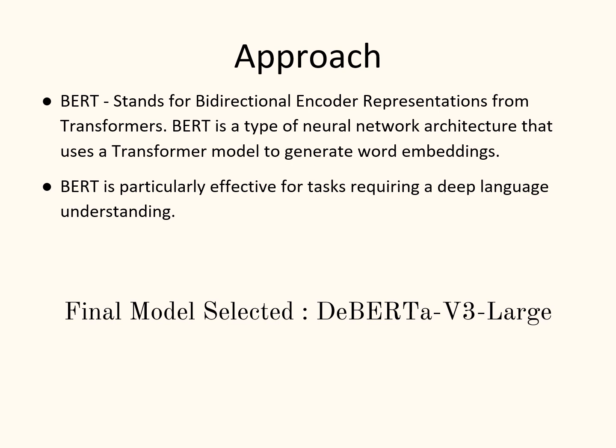Okay, so approach. Which approach did we take? We chose the BERT model. BERT stands for Bidirectional Encoder Representations from Transformers. BERT is a neural network which uses a transformer model. For example, it goes in both directions, from left to right and right to left. BERT is effective for most language understanding tasks because it doesn't have just normal similarity but contextual similarity as well. And the final model we selected from the BERT family was DeBERTa V3 large.